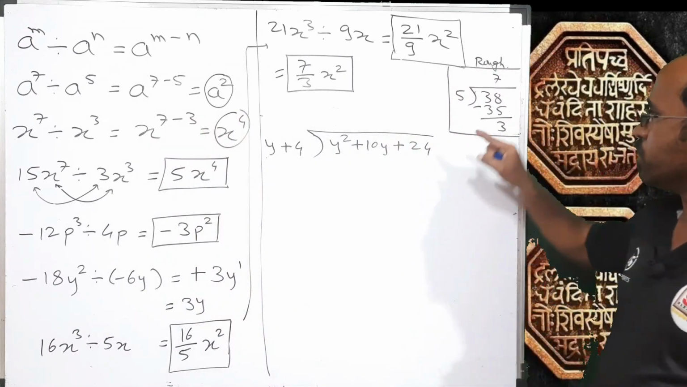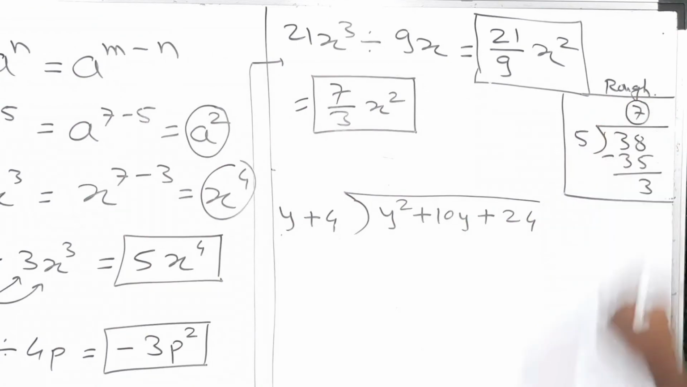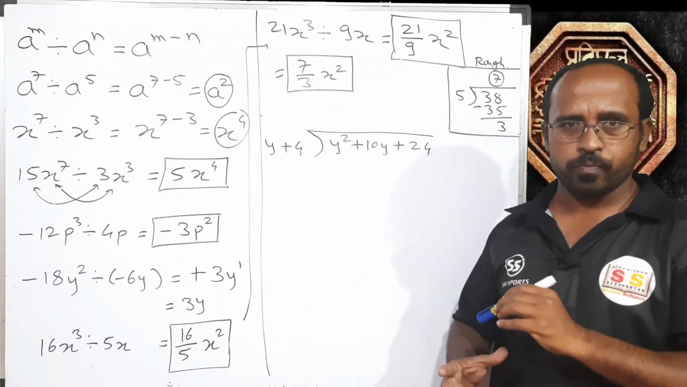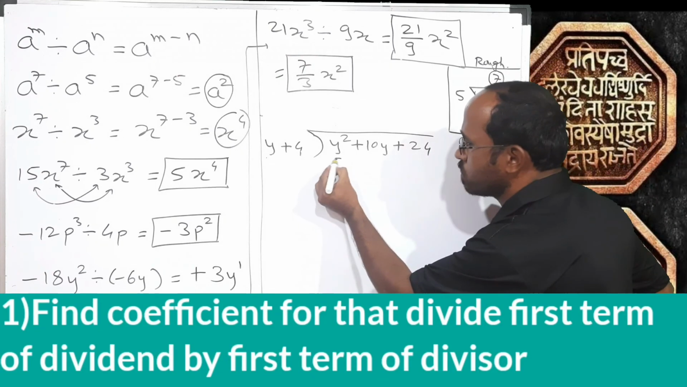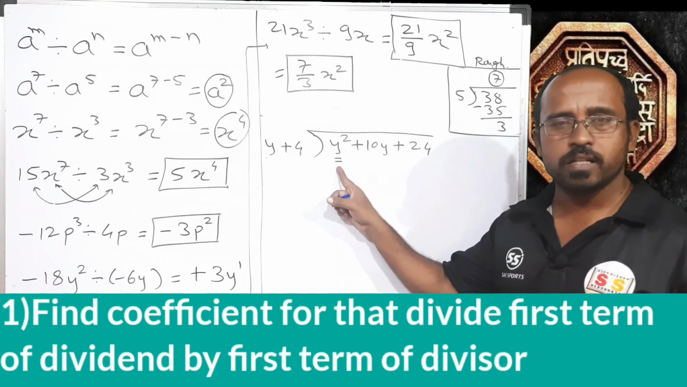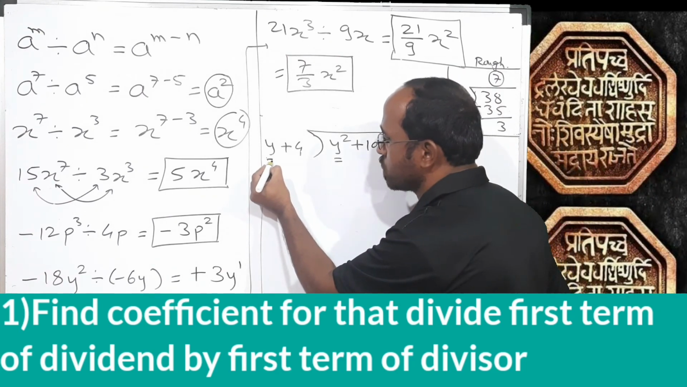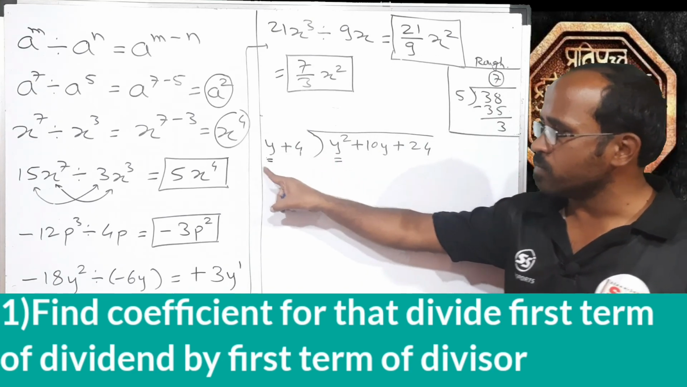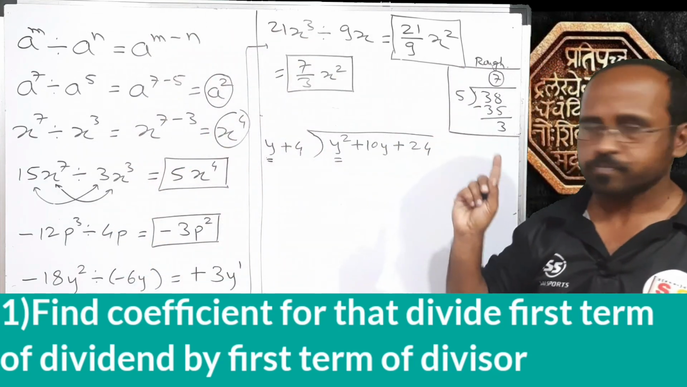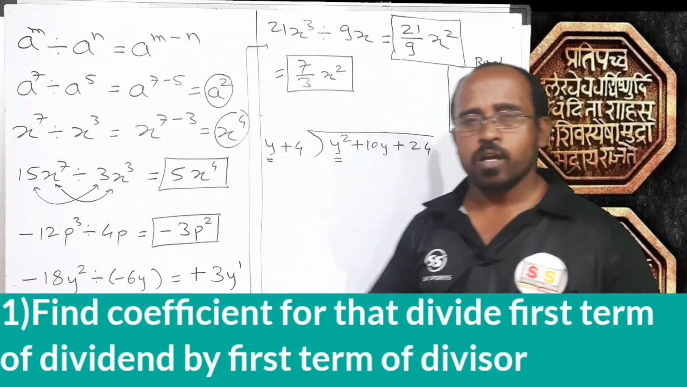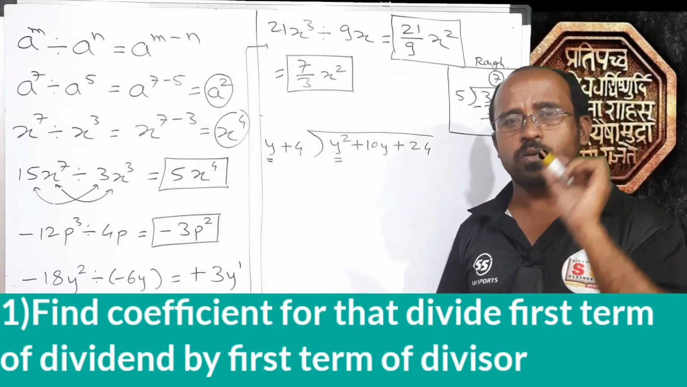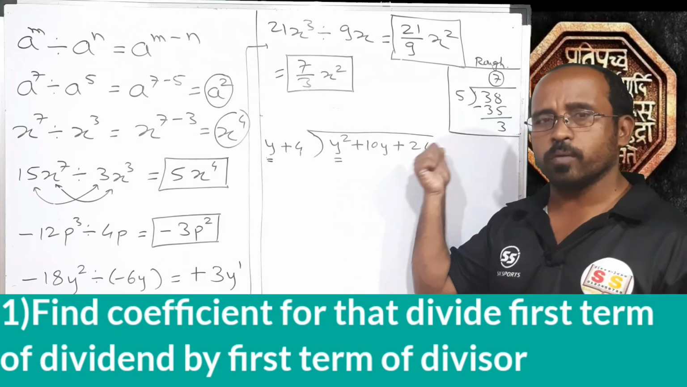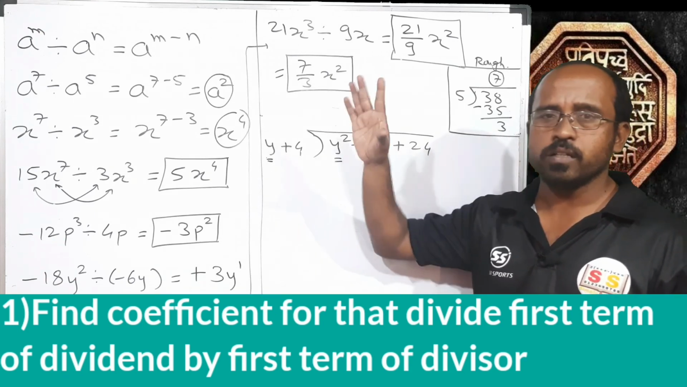What do we do in our normal division? First we find the quotient. So here also we have to find the quotient. To find the quotient, what do we have to do? We have to divide the first term of the dividend by the first term of the divisor. Dividing one term by one term is like dividing a monomial by a monomial, which we have done already. So this is our first step. First step is to find the quotient, by dividing the first term of the dividend by the first term of the divisor.